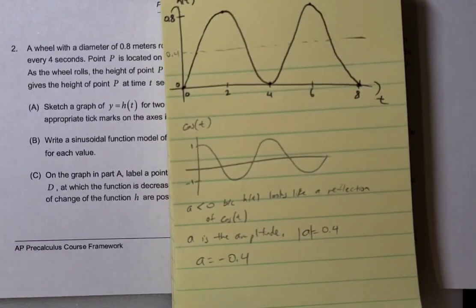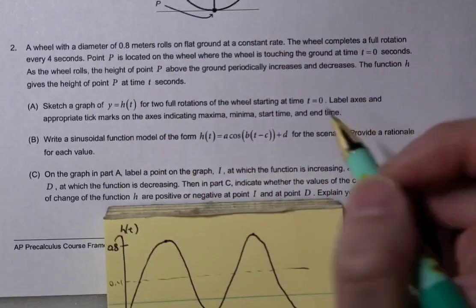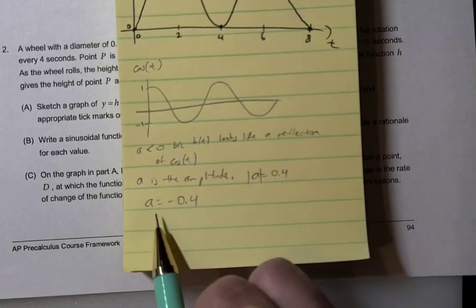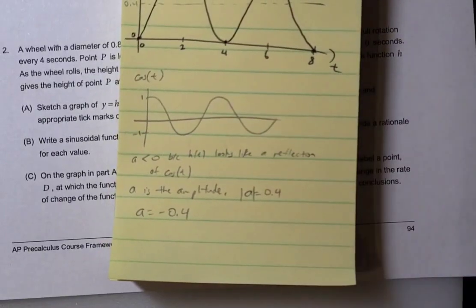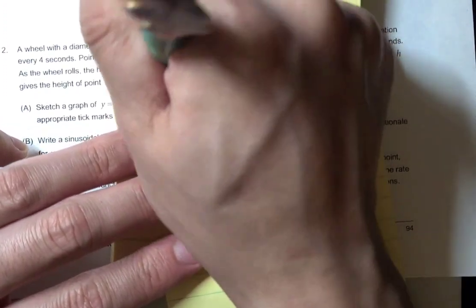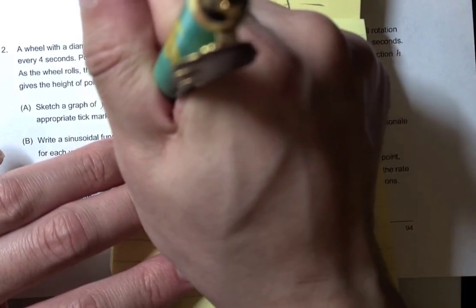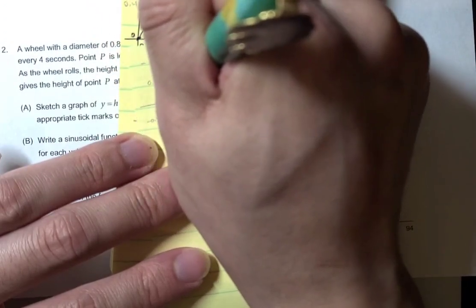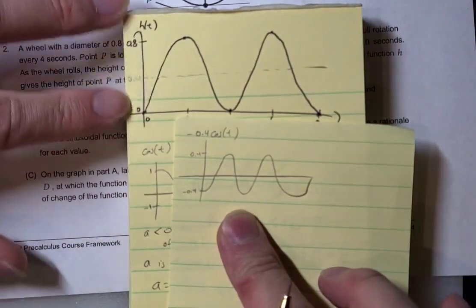So that takes care of A. Let's finish up the vertical stuff first. That's D again. This is shifting it up or down. So we took care of A, which should have reflected it. Let me even sketch it over here. Minus 0.4 cosine of t. How does that look? This would be minus 0.4, and it looks something like that. Ours looks like it's shifted up.